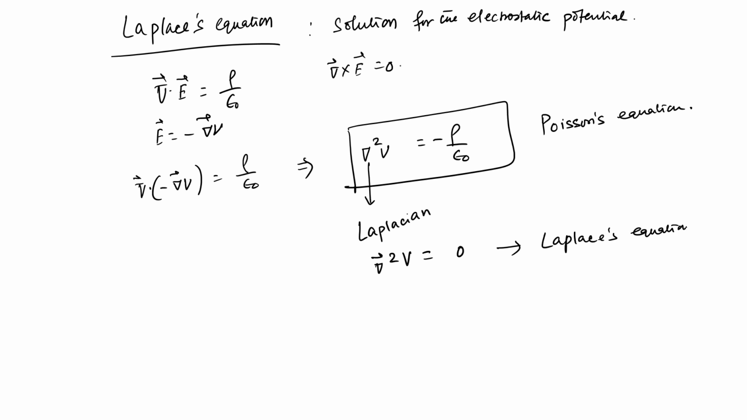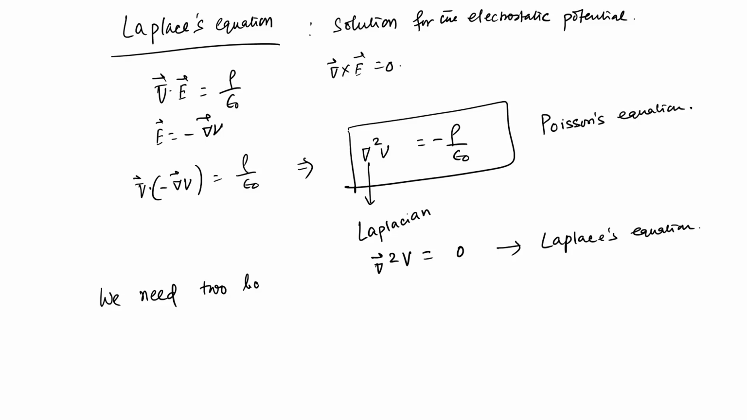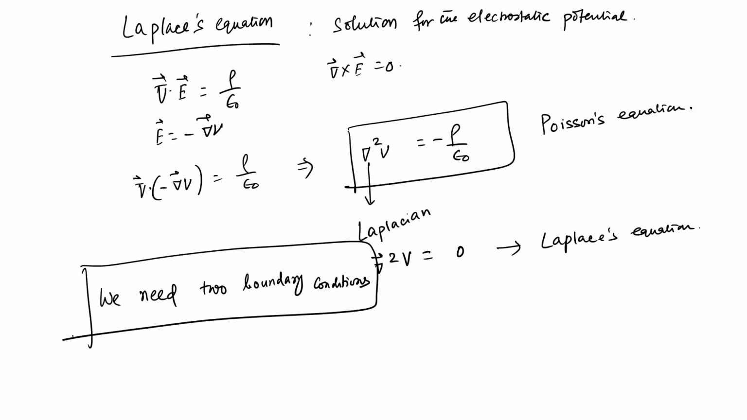And just like the Poisson's equation, where you have a right hand side which is non-zero, here you have a right hand side which is equal to 0. Okay. And now, whenever there is a differential equation that you need to solve, you need to have boundary conditions. And because it is a second order differential equation, we need two boundary conditions to solve for V. And what are the two boundary conditions?